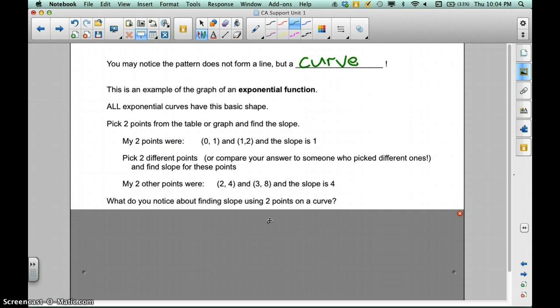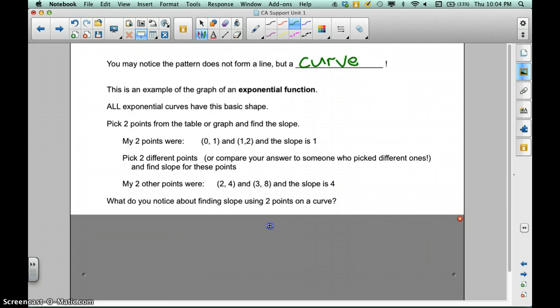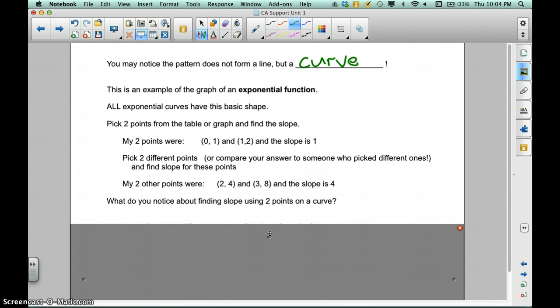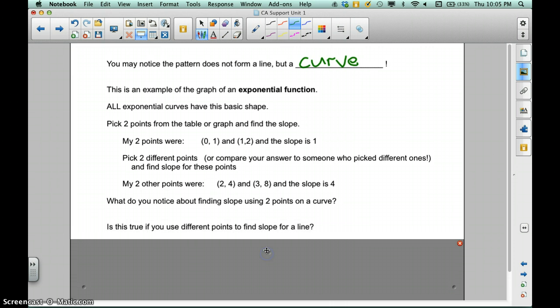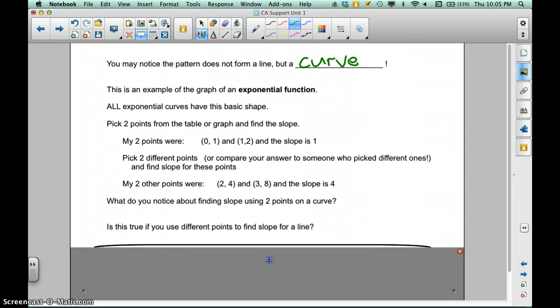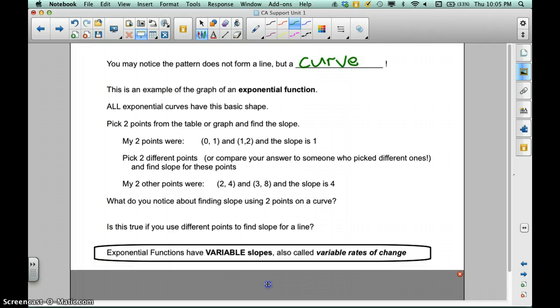What do you notice about finding slope using 2 points on a curve? You might notice that we get a different answer depending on which 2 points we pick. Is this true if you use different points to find the slope for a line? I want you to think about this now. You have found slope for many, many lines. Does it matter which points I pick? It doesn't. And so on a curve, your slope will be different based on the points you pick. On a line, it doesn't matter which points you pick, the slope will always be the same.